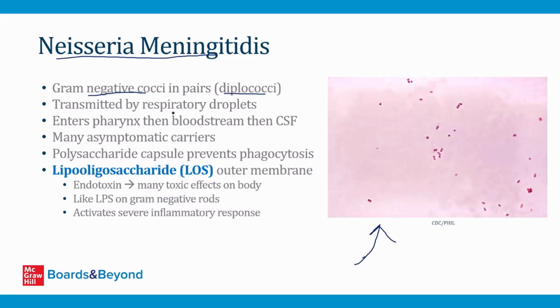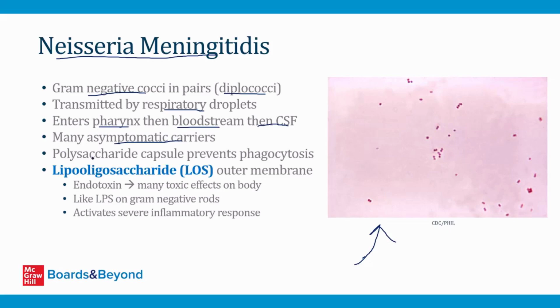Neisseria meningitidis is transmitted by respiratory droplets. You inhale the droplets and the bacteria enters the pharynx and then it goes to the bloodstream and then it can travel to the cerebrospinal fluid and cause meningitis. One thing to know about Neisseria meningitidis is that there are many asymptomatic carriers. Some studies have shown as many as 10 to 20% of young healthy people can carry Neisseria in their pharynx without being symptomatic. But then if those people spread the bacteria to someone else whose immune system isn't able to contain the bacteria, that can lead to infection.